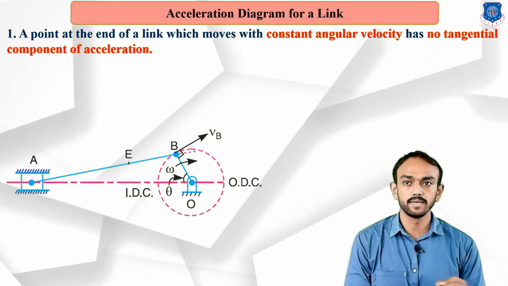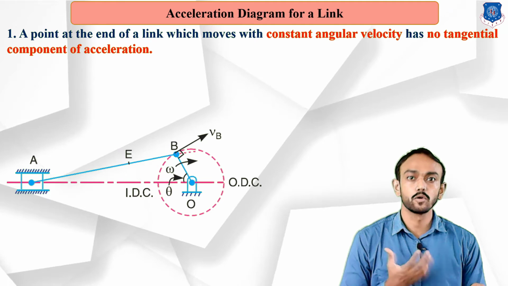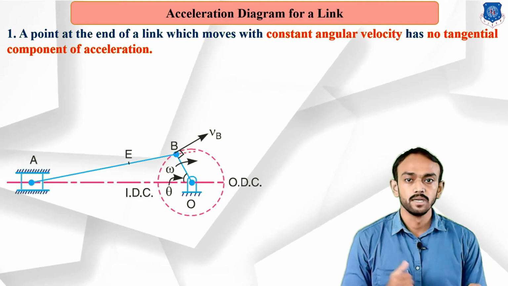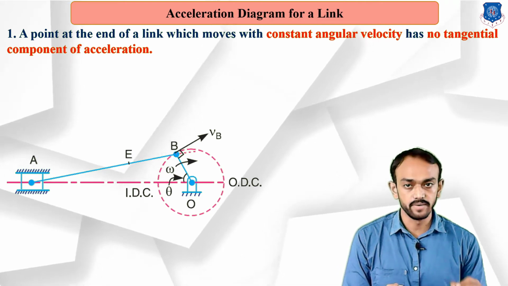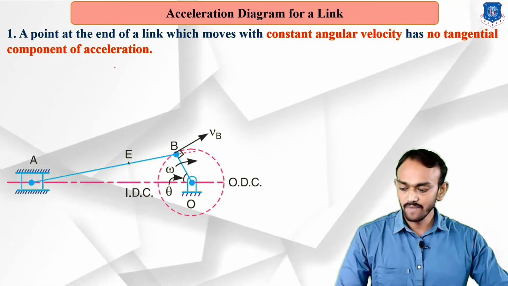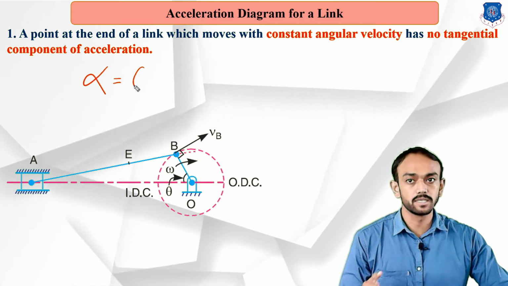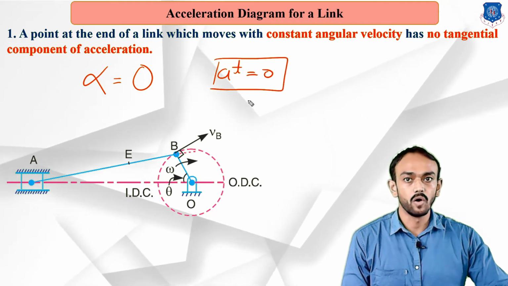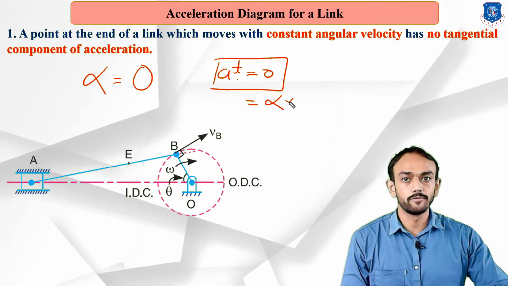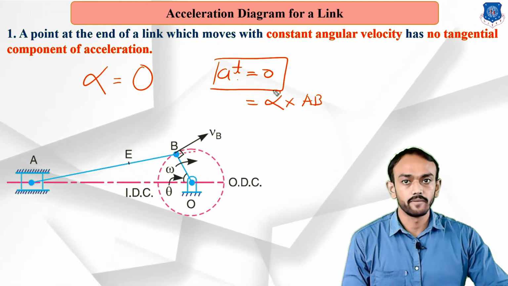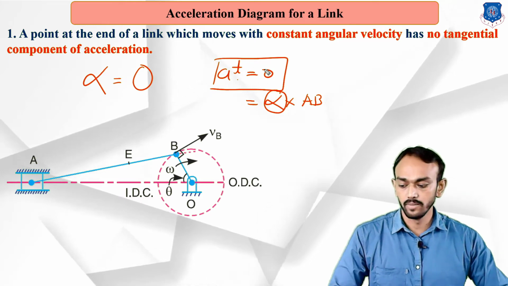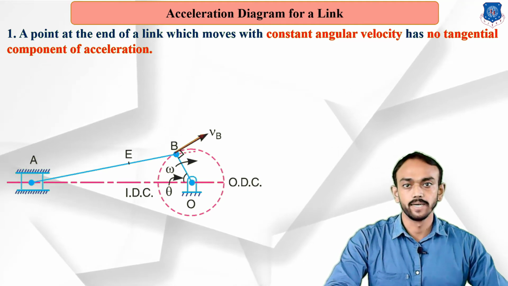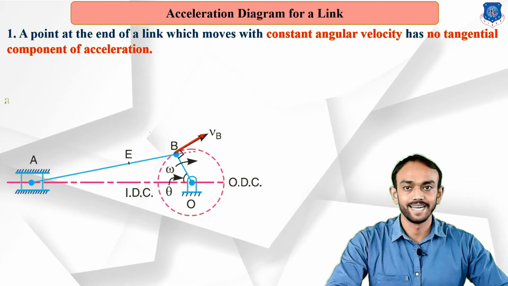You can see the point at the end of a link which moves with a constant angular velocity has no tangential component of acceleration. So remember that whenever a rotating crank is given and alpha, the angular acceleration, is not given, then we will take the tangential component as 0, because the tangential component is equal to alpha into the length of that link. But when alpha is 0, our tangential component will be 0. Remember that.